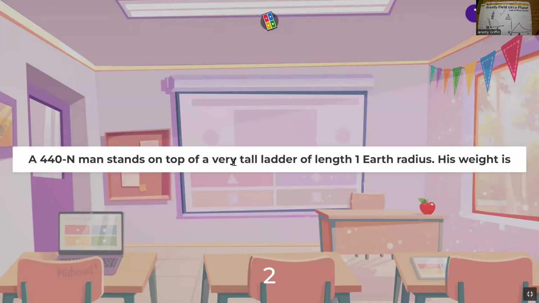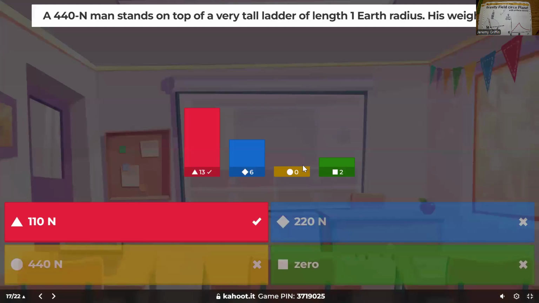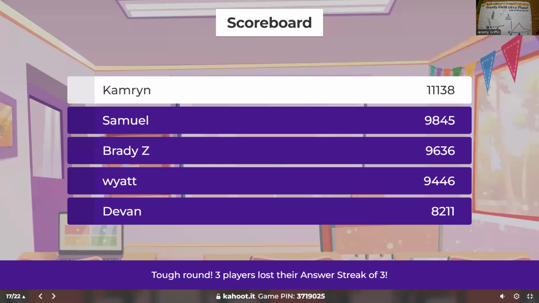A 440 Newton man stands on top of a ladder one Earth radius tall. What's his weight up there? We talked about this a few months ago. One Earth radius tall, you've doubled your distance from the center. 1 over a double squared, it's like 1/4. Aha, 1/4. Let's get that.